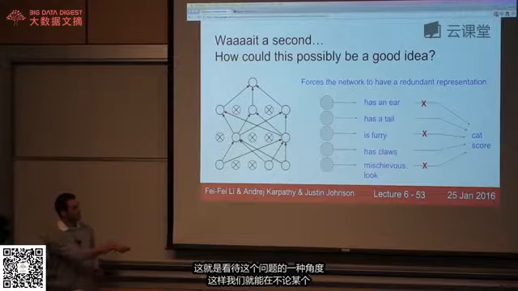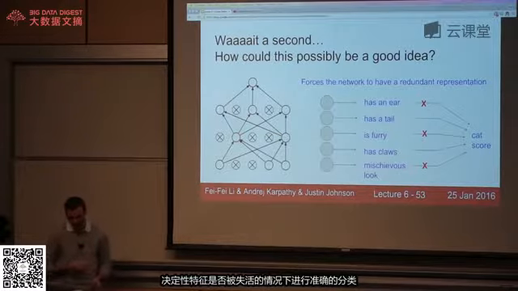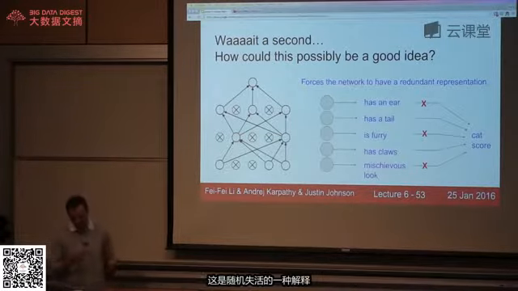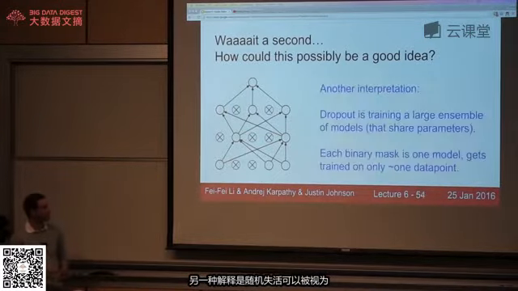So in this case, we can still classify cat score properly, even if we don't have access to whether or not it's furry or mischievous and so on. So that's one interpretation of dropout. Okay? Another interpretation of dropout is, as was mentioned, in terms of an ensemble.